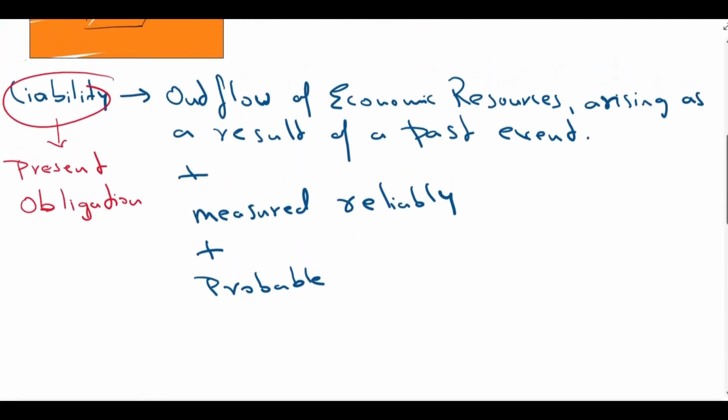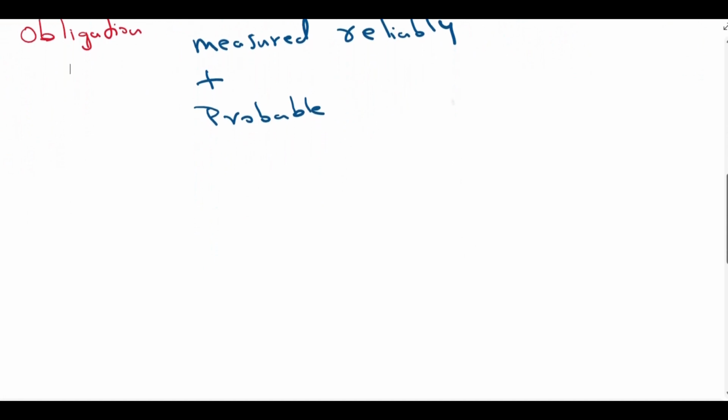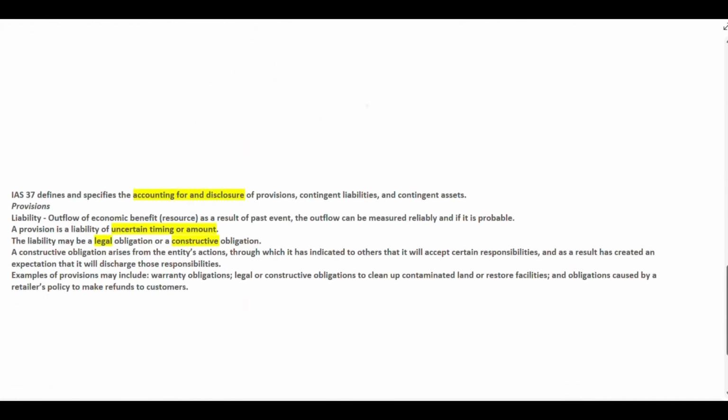So we have listed down the pointers for provisions. We'll see, after covering the topic, if we have missed out on any points on provisions. This is what we have recorded. So the three things about provisions. Okay. So let's just go through this once.